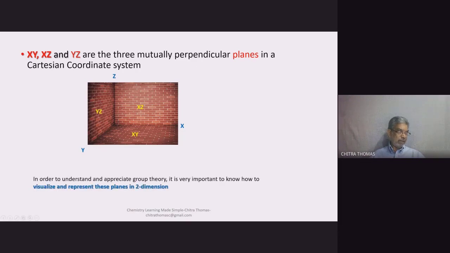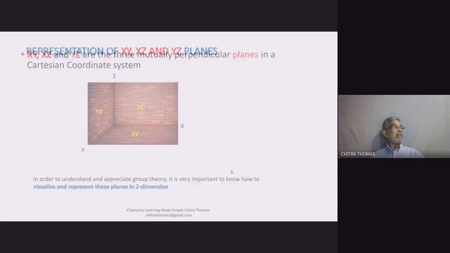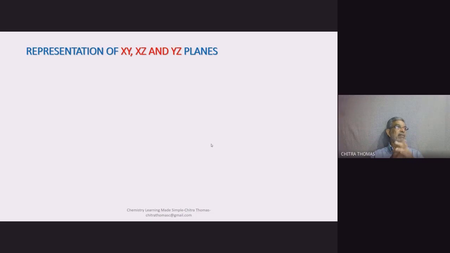Now, in order to understand and appreciate group theory, it is very important to know how to visualize and represent these planes in 2 dimensions. In 3 dimensions, that's perfectly all right. You have absolutely no difficulty. But when you come to represent these planes in 2 dimensions, all the difficulties come in. These are things which are not discussed in any standard textbook. Then, representations of the XY, XZ, and YZ planes.